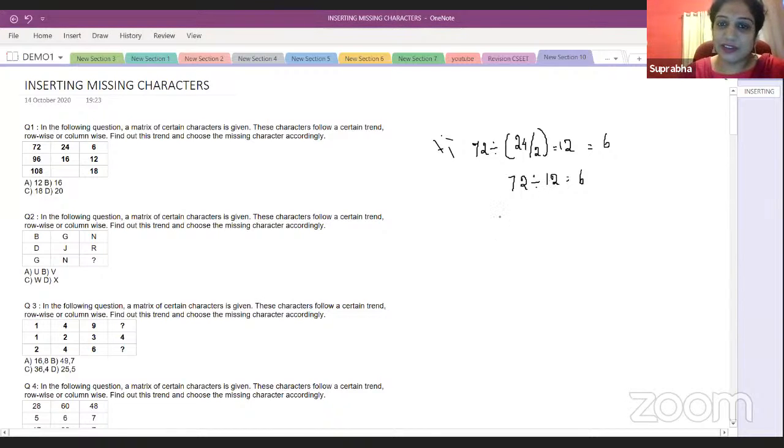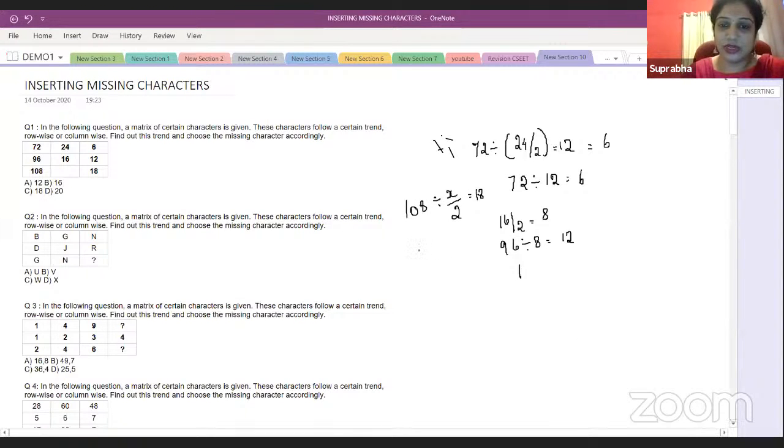So similarly, if I take 16 divided by 2, which is 8, then 96 divided by 8, is it giving me 12? Is 96 divided by 8 giving me 12? Yes. So similarly, last one. Now I have 108 divided by x. I don't know the number. So this will give me how much? 18. So put up the calculation accordingly now.